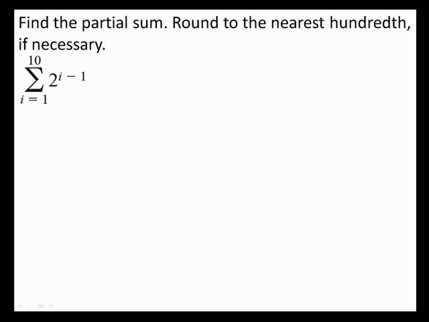Find the partial sum. Round to the nearest hundredth if necessary. The sum from i equals 1 to i equals 10 of 2 to the i minus 1. Use the formula for the nth partial sum of a geometric sequence. Substitute 10 in for n. You find that a sub 1 is equal to 1 and r is equal to 2.